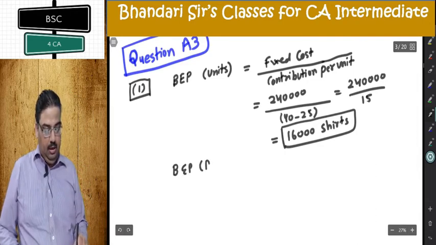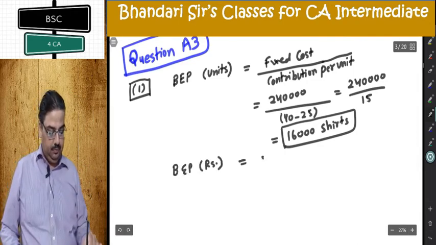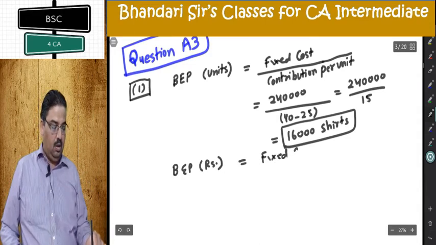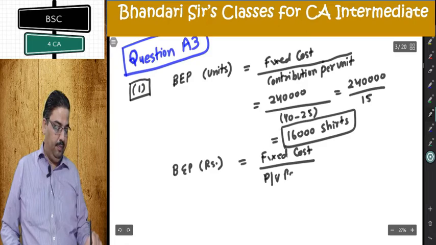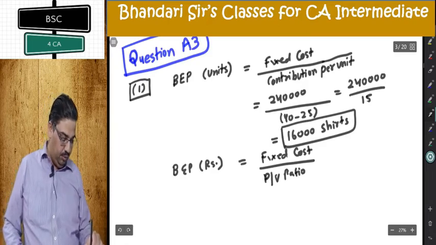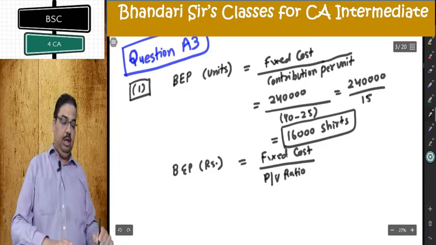Break-even point in rupees. Fixed cost divide by PV ratio, profit volume ratio. First I compute PV ratio.